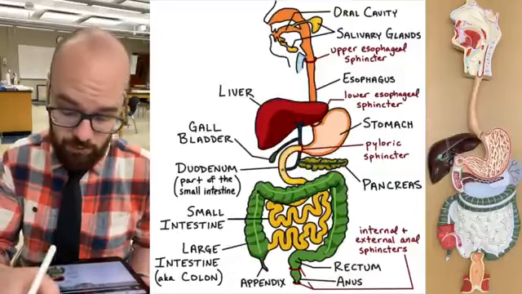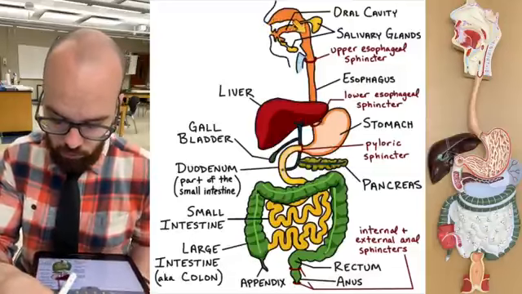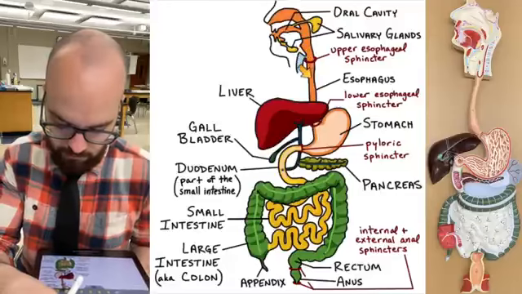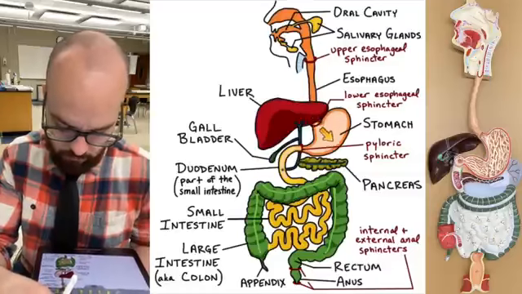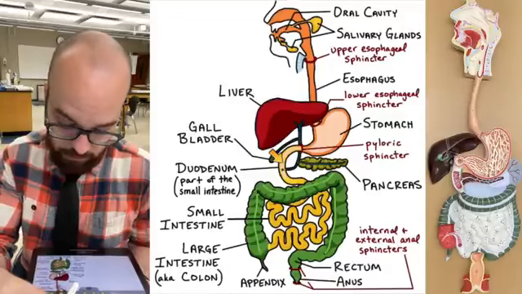Let's do a quick recap of all of these structures. Food's going to travel in through the mouth or the oral cavity. We'll swallow that food. It'll pass by the salivary glands. It's going to pass through the upper esophageal sphincter into the esophagus, down through the lower esophageal sphincter into the stomach. From the stomach, it'll pass through the pyloric sphincter down into the duodenum of the small intestine.